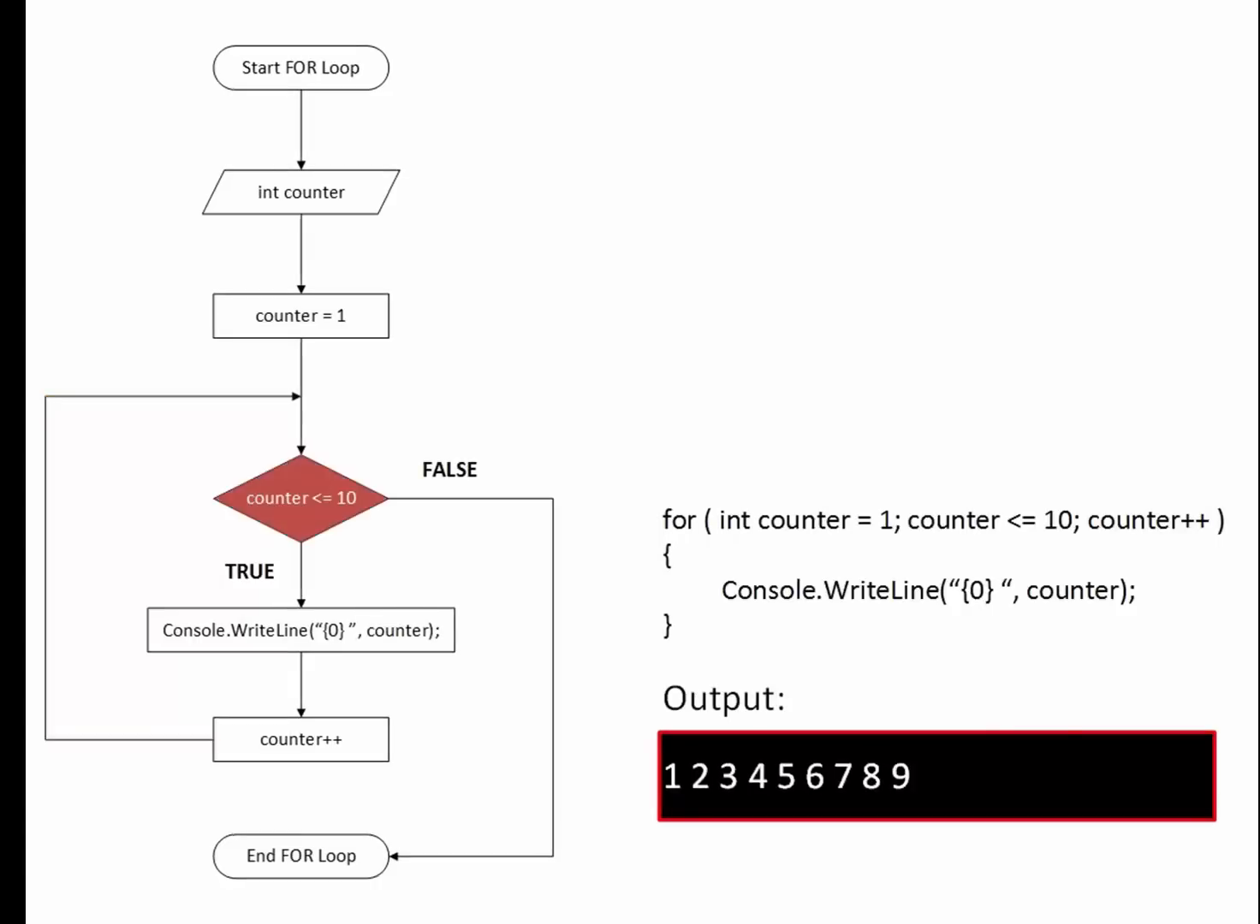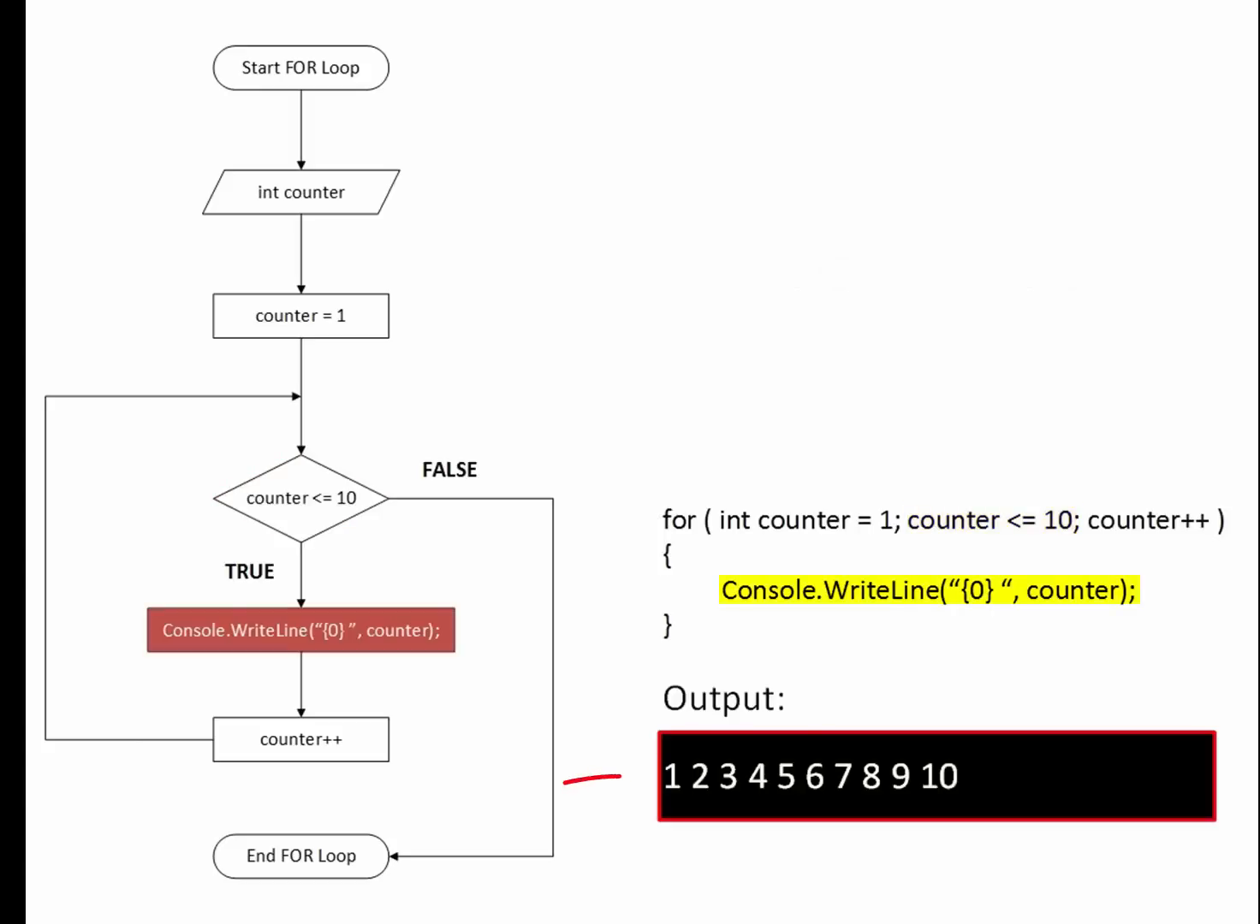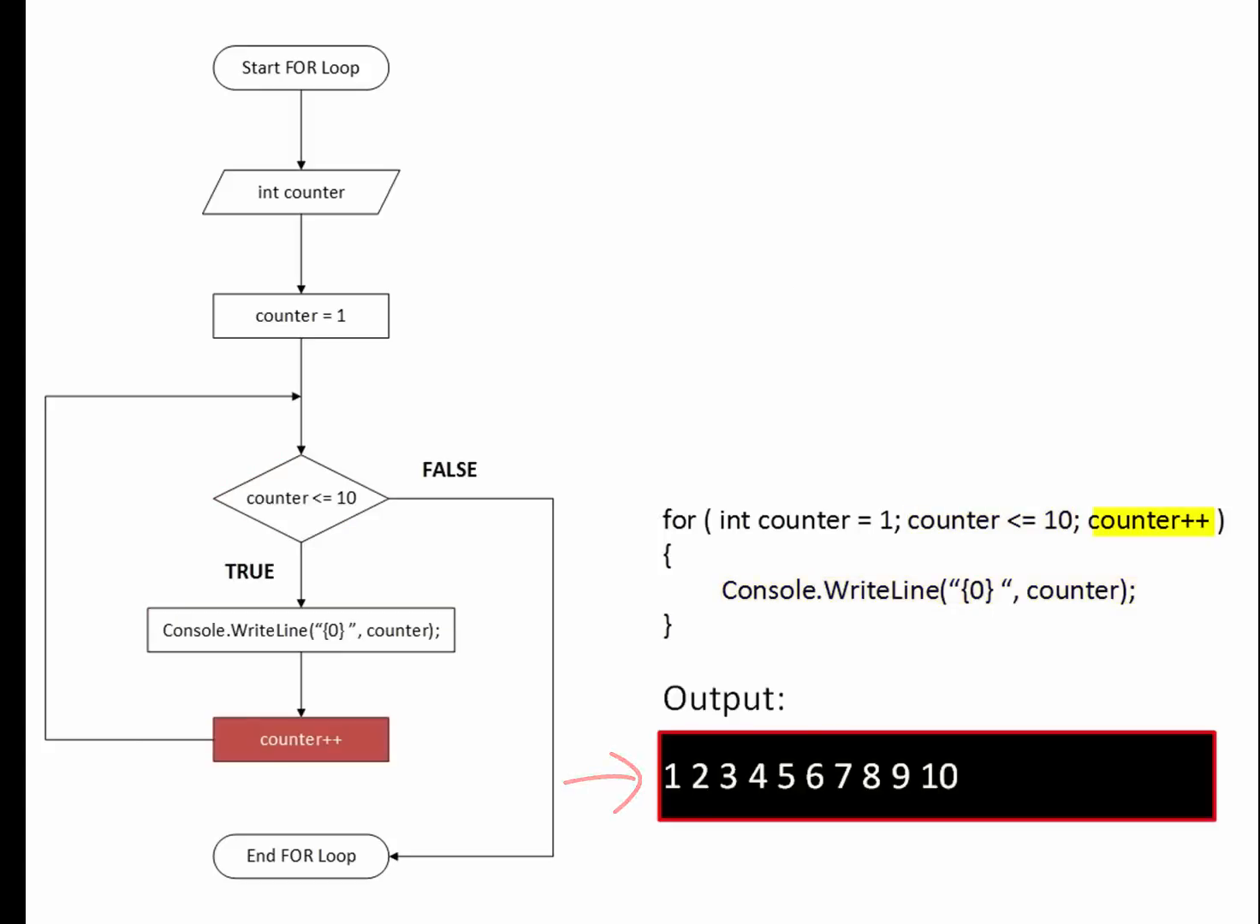Start again. 10 is less than or equal to 10, so we can continue. Run the code. Display the 10. Increment the counter. Now the current value of 10 is now 11. Start again one more time.